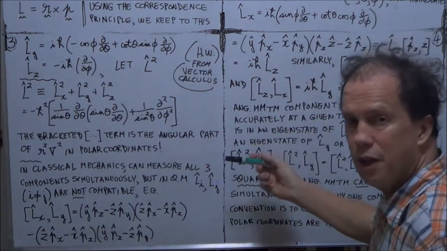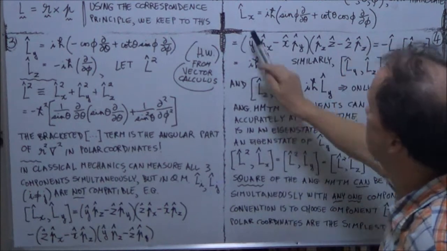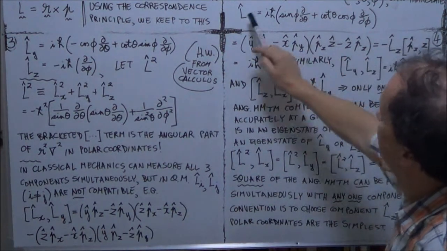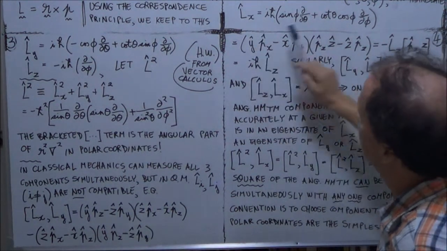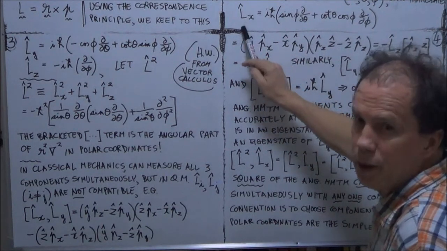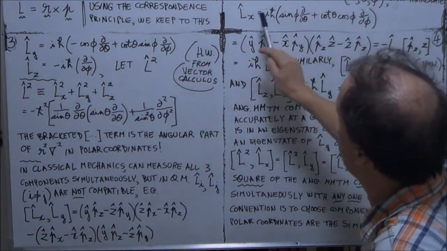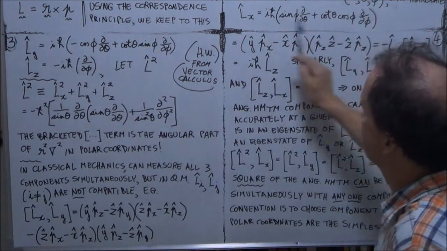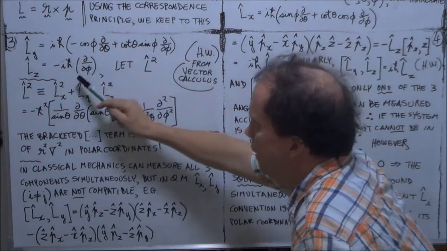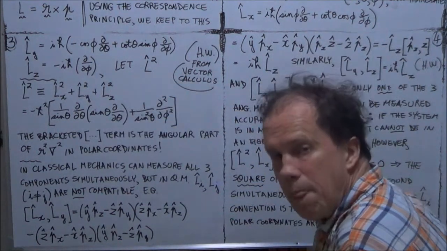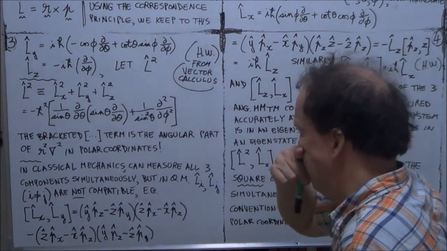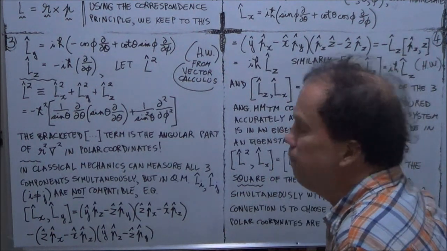Now, I've set up the camera angle in such a way that probably you can still see this. That's the x component of the angular momentum L hat. So I hope you can see both this and Ly and Lz. Right? Now, moving on.